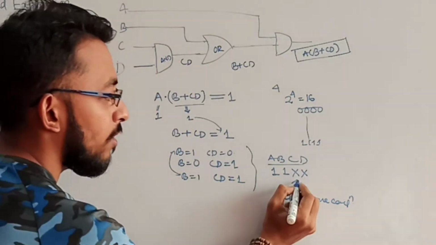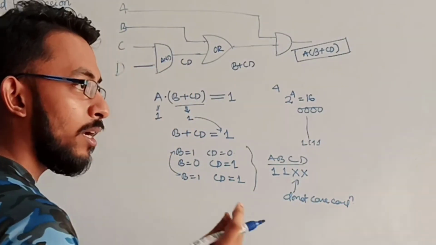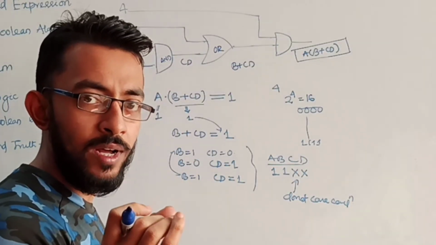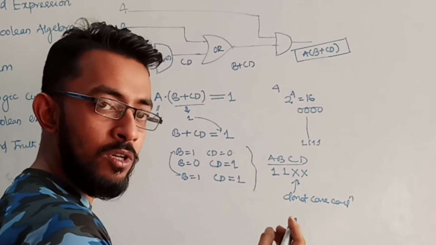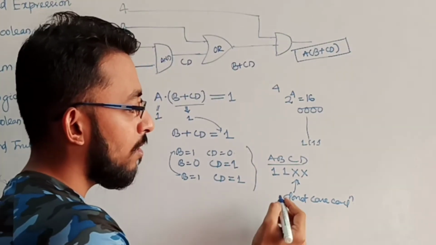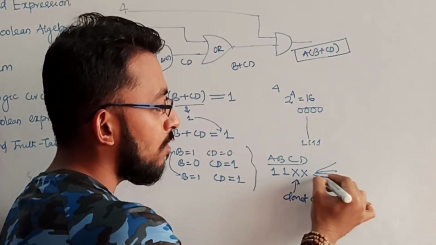I don't care whatever this is, it can be 1 or 0. There are only two possible values, either 0 or 1. But here this X represents that it can be 0 or it can be 1. It does not matter. It means, what are the possible combinations?